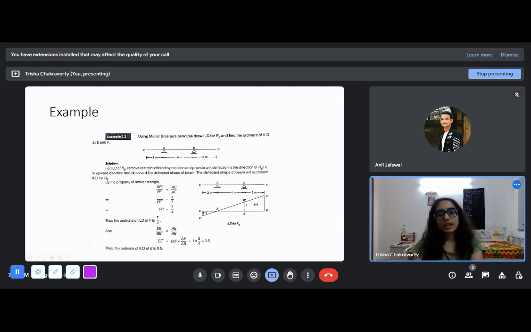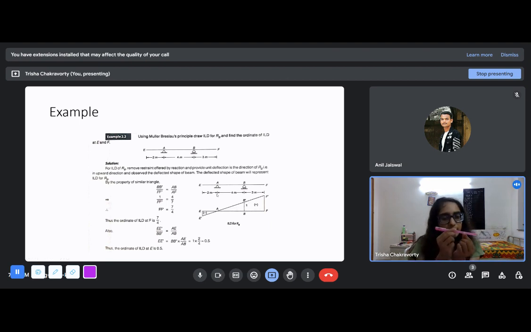So for the ILD of RB, we first remove the restraint. That means we remove RB. Imagine RB is not there, but RA is still there. You just have to remove the reaction we are talking about and provide a unit deflection in this direction, like in the upward direction, we pull it by 1. If we pull this by 1 displacement, this will rise up and this part will go down, because at this point A there cannot be any displacement. A is still here.